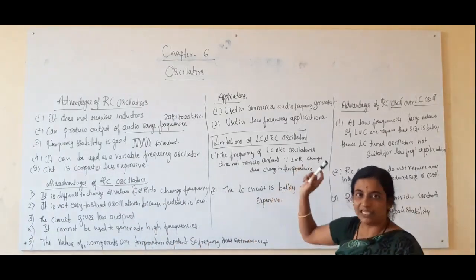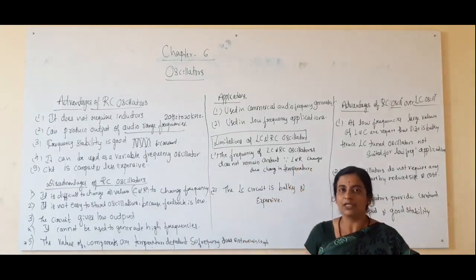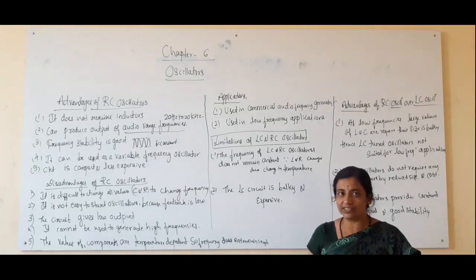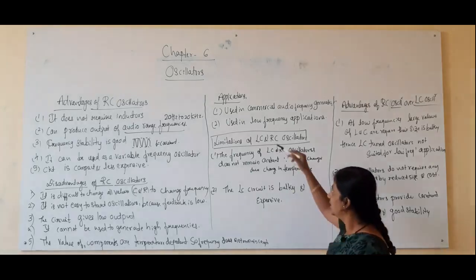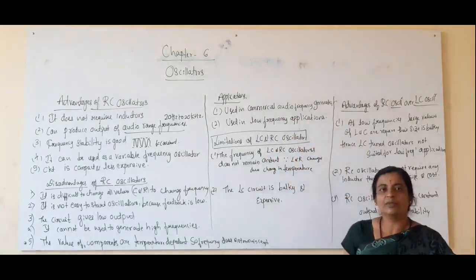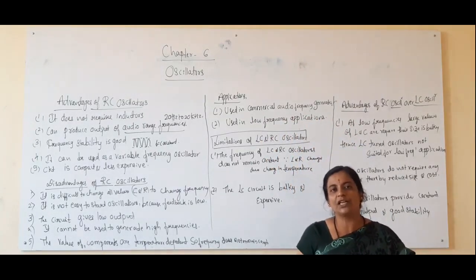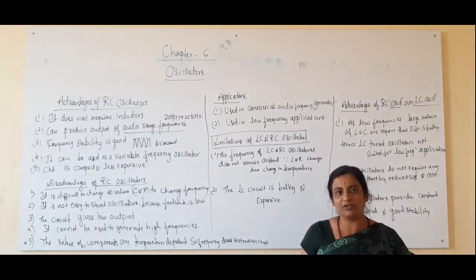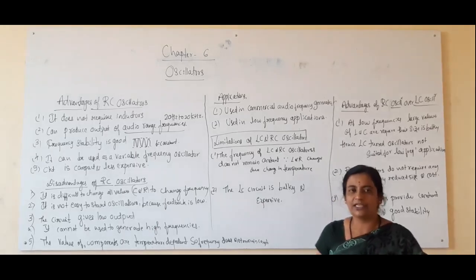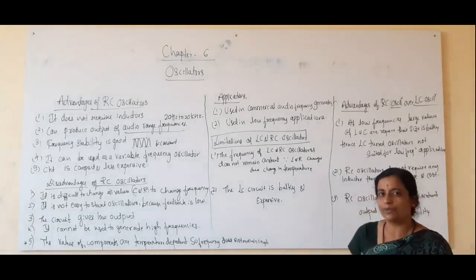Next, coming to the application area where they are going to be used, since we know that these RC oscillators generate low frequency signals, they are used in commercial audio frequency generators. Commercial means day to day life, such as radio signals, television signals, as well as small audio frequency applications, low frequency applications.